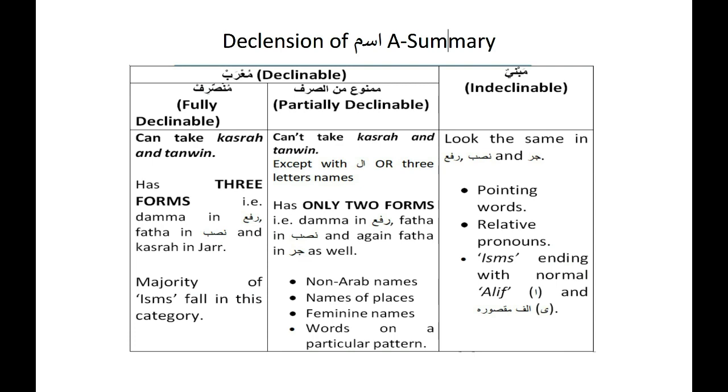Mamnoon min as-sarf, partially declinable. It can't take kasra and tanween, except with al or 3-letter names. It has only 2 forms, that is dhamma in rafa, fatha in nasab, and again fatha in jar as well. Examples are non-Arab names, names of places, feminine names, words on a particular pattern. Mabni, indeclinable. They look the same in rafa, nasab, and jar. Examples: pointing words, relative pronouns, isms ending with normal alif and alif maksura.